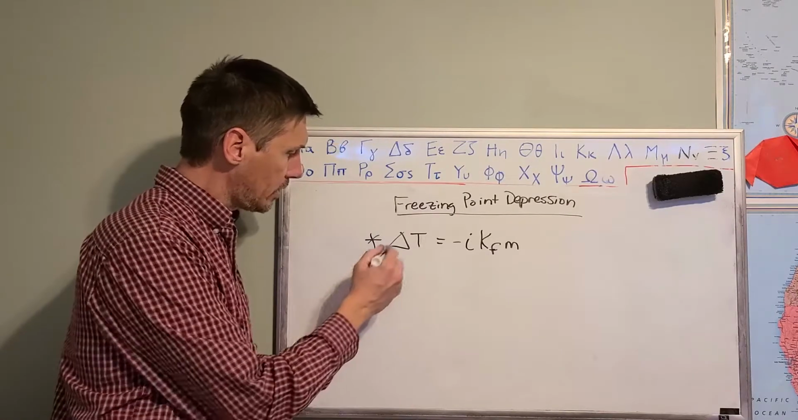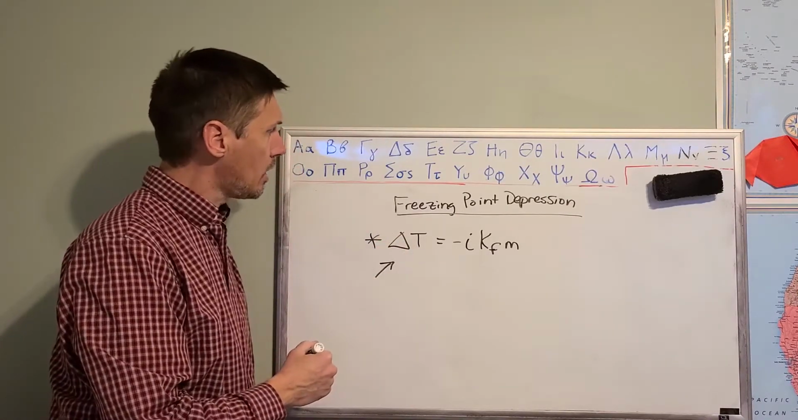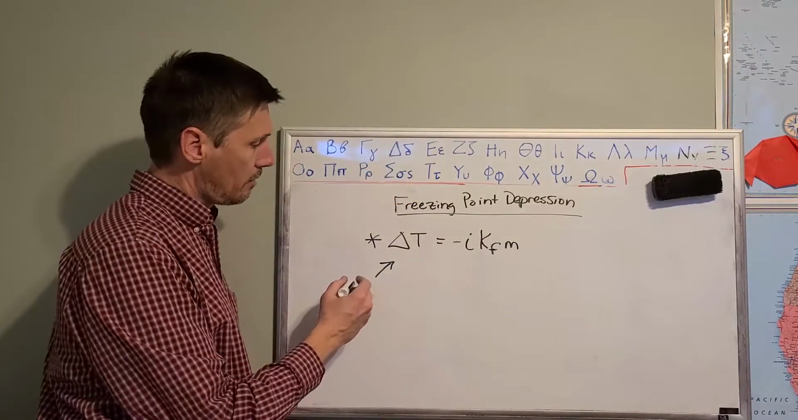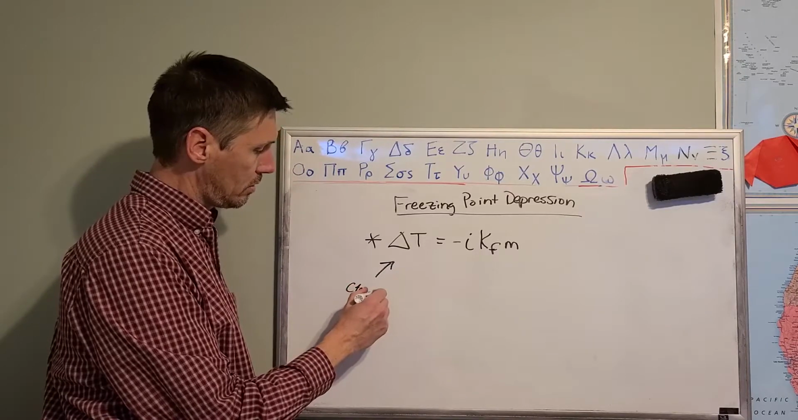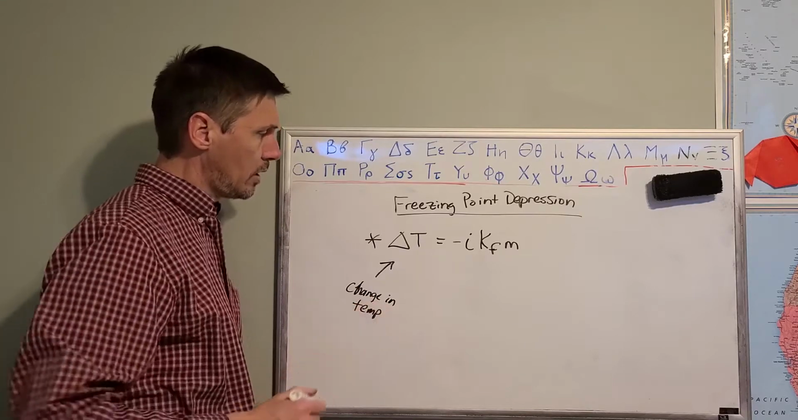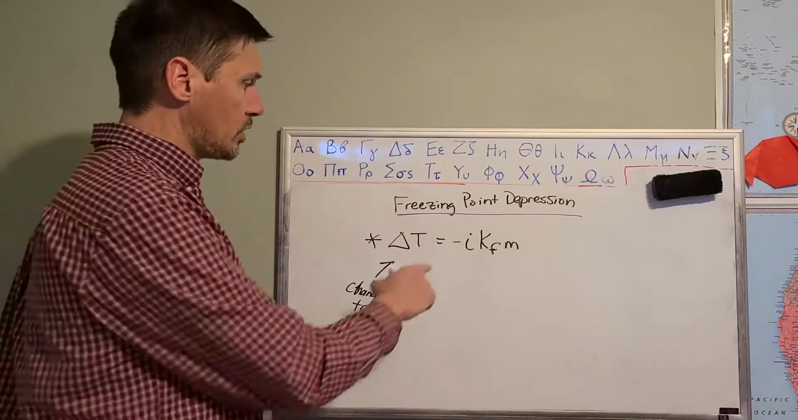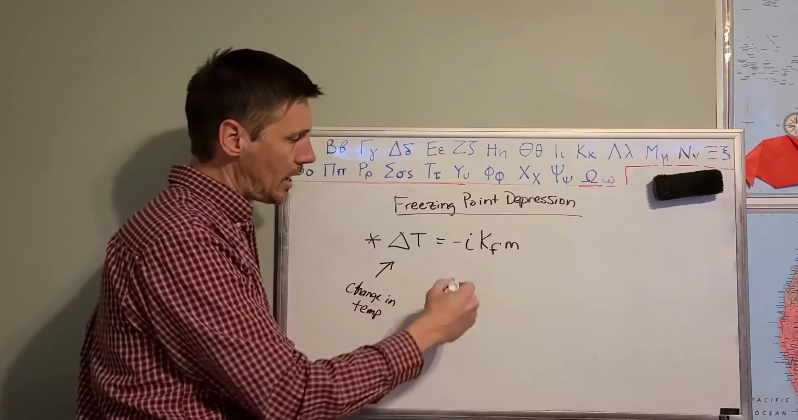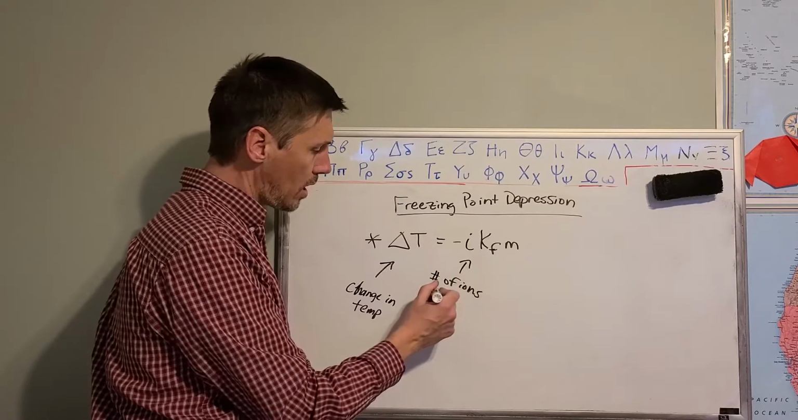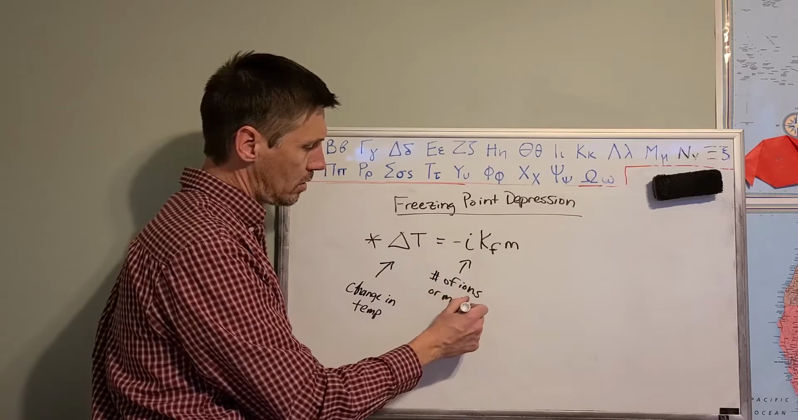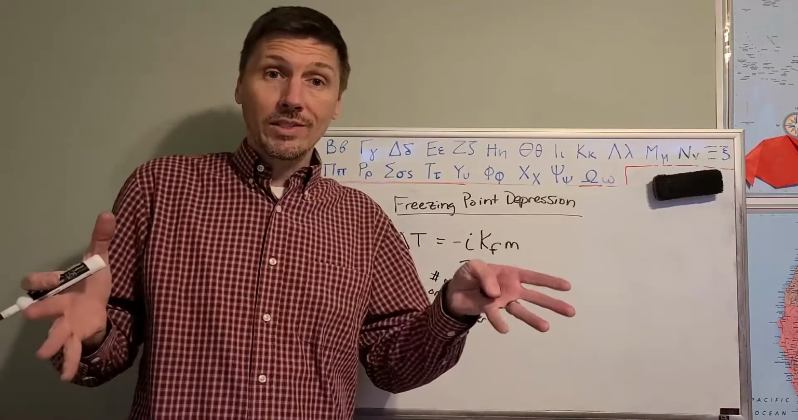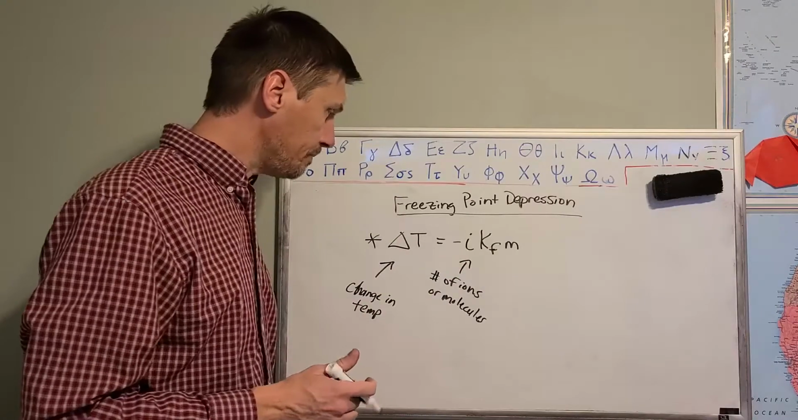If you remember, this Greek symbol, capital delta, means change in. So delta T is the change in temperature. The change in temperature is based on negative i. i is the number of ions or molecules that the solute separates into when it's dissolved, okay?